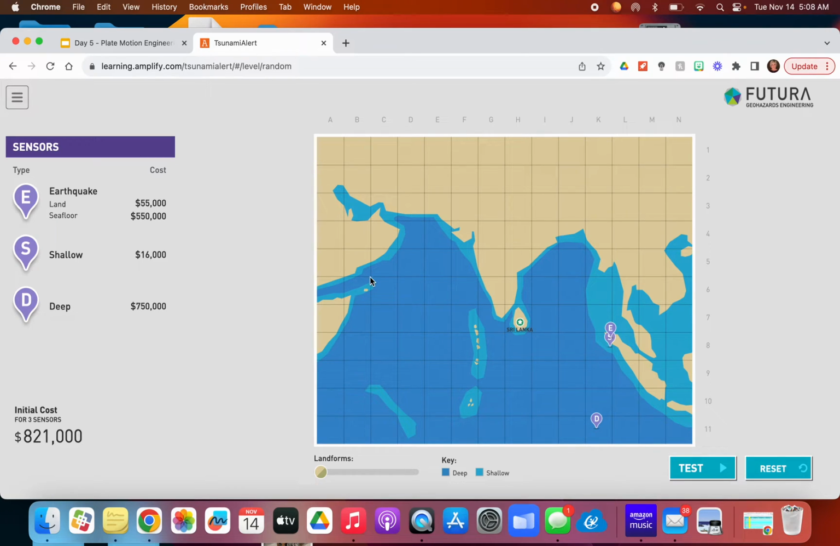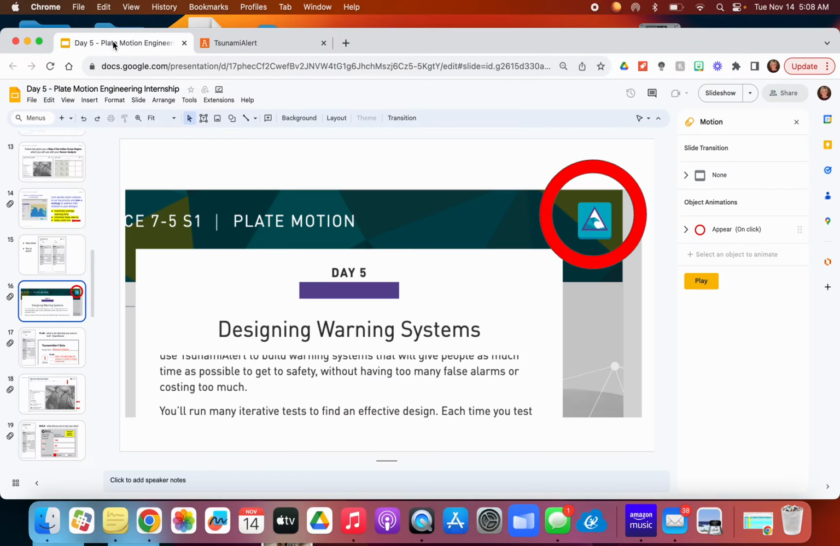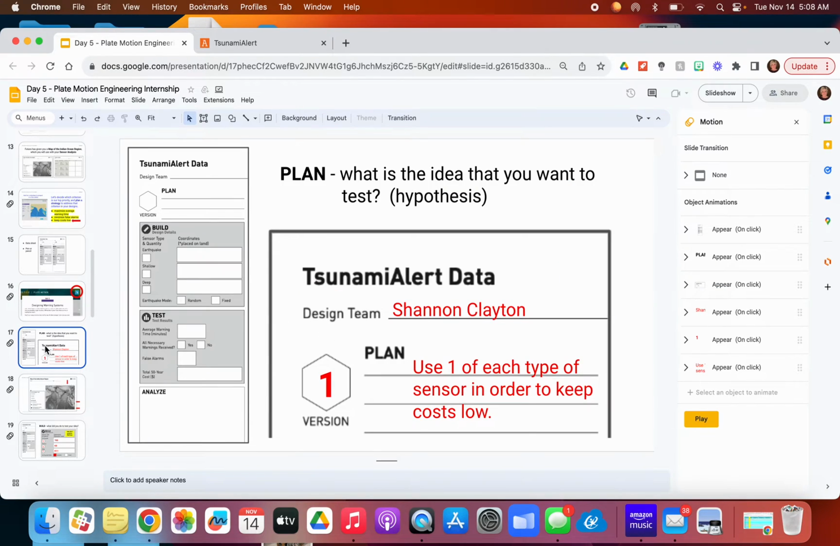Remember, in order to place your sensors, you're going to grab one and just move it over to where you want. But before you start placing your sensors, you need to come up with a plan. So what we did is we've got a plan. It's my hypothesis. It's what I wanted to test. Now, everybody in class should have followed my example and copied this one.